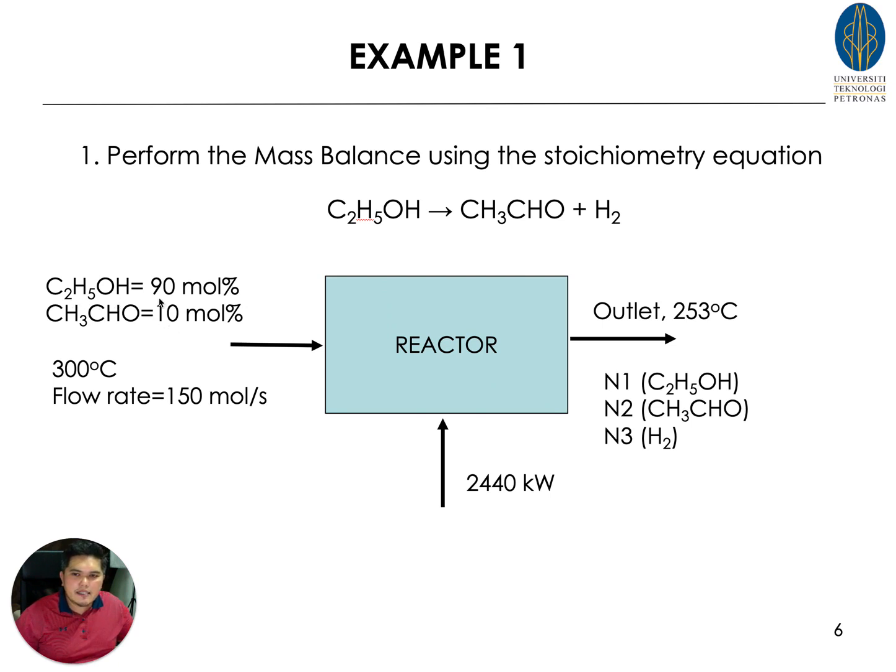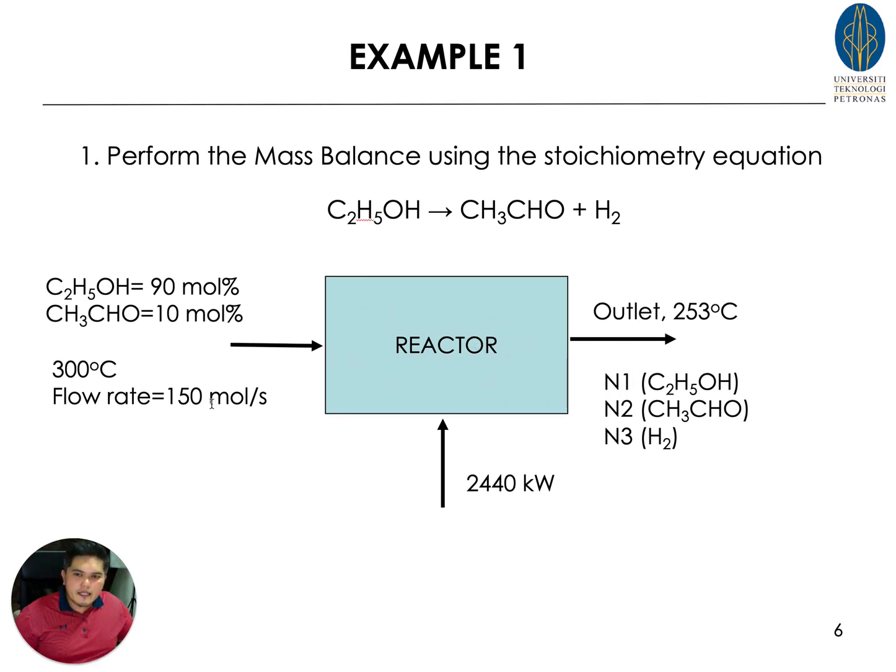In the inlet we have 90 mole percent of ethanol, because we want to make sure that the reaction is driven to the outlet, to the intended product. So we put a little bit of acetaldehyde here, just to make sure that some of the ethanol will be converted to acetaldehyde, and it will reduce the amount of ethanol here, so that you will achieve higher conversion.